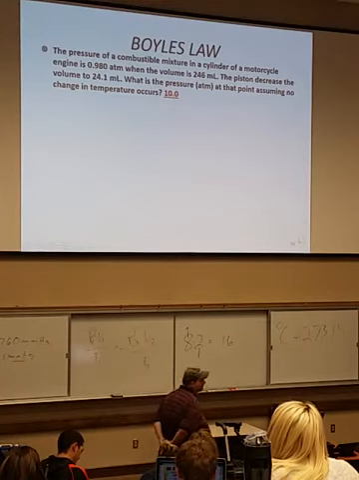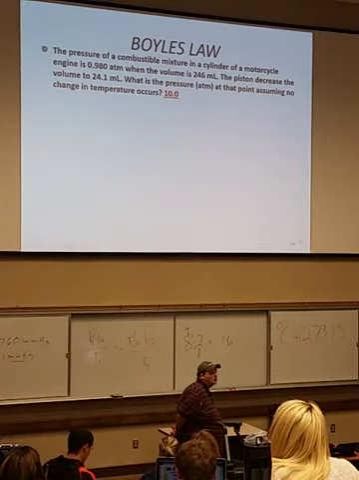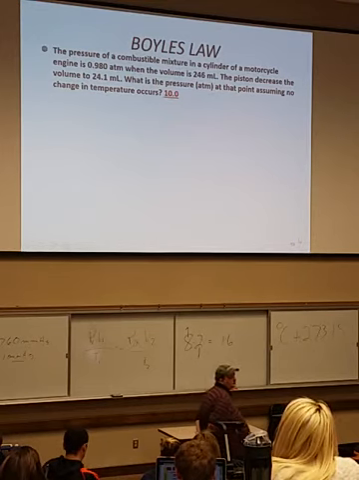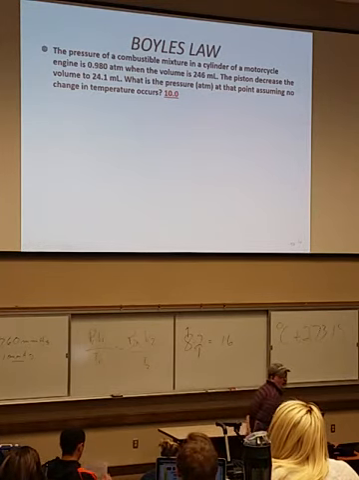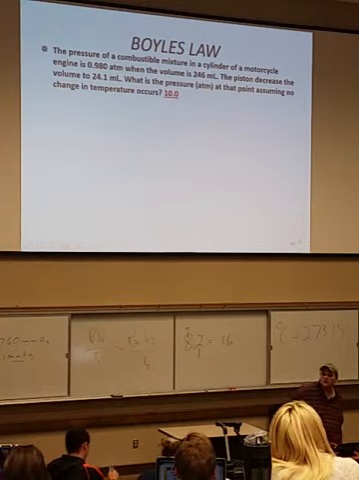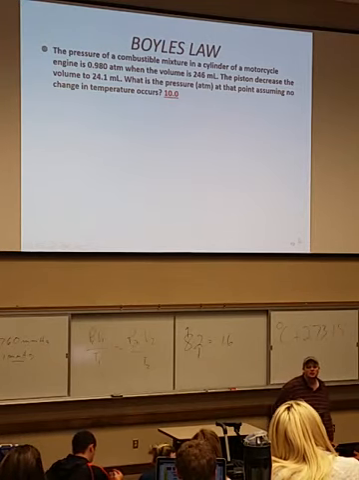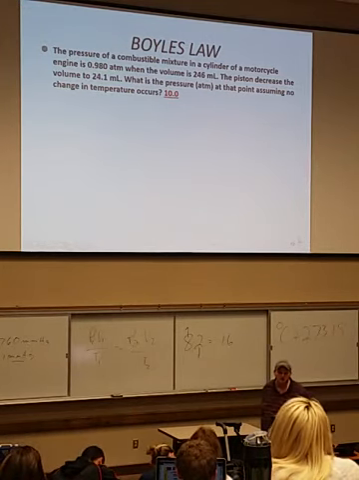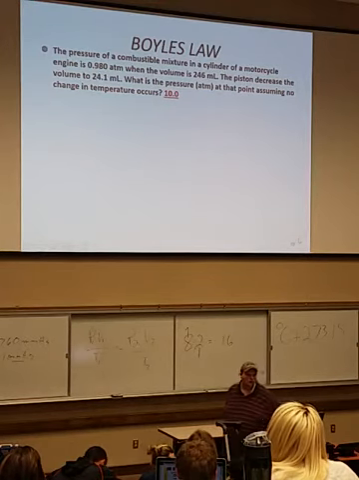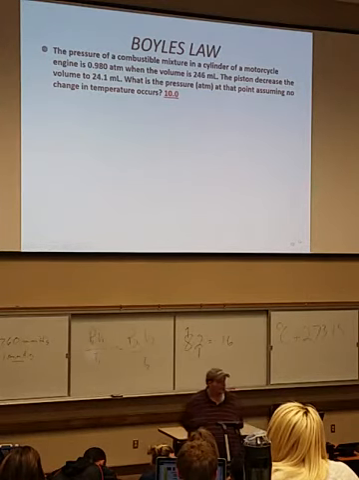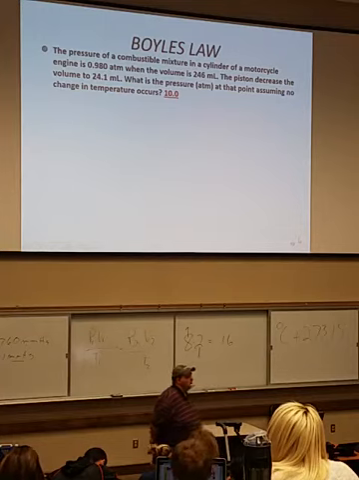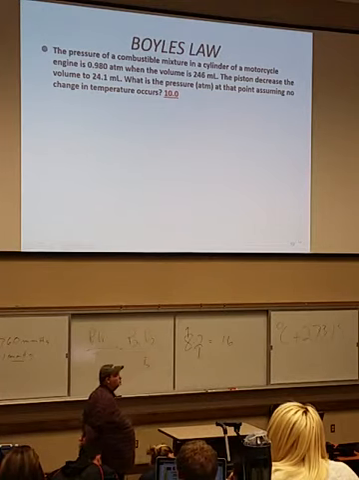All right, so watch this. The pressure of a combustible mixture in a cylinder in a motorcycle is 0.980 atm. The volume is 246 milliliters. The piston decreases the volume to 24.1. What is the pressure in atm at the point at which no change in temperature has occurred?